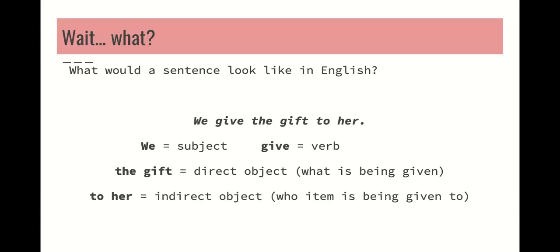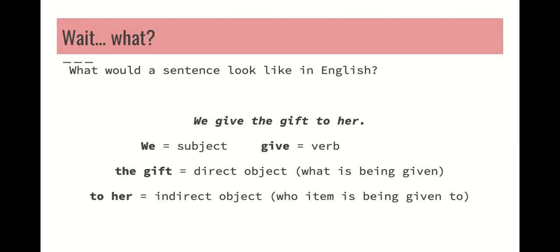So you might be a little confused. So what would a sentence look like in English? We give the gift to her. Subject is we. The verb is give. The gift is going to be our direct object, which we're going to talk about in the next section. And to her is our indirect object. So again, who's receiving the gift? It's to her. Another little hint, it's usually the last part of the sentence or the word after to.